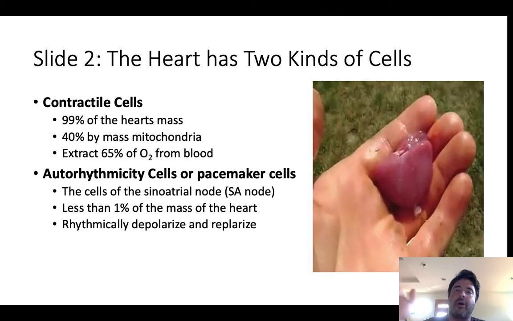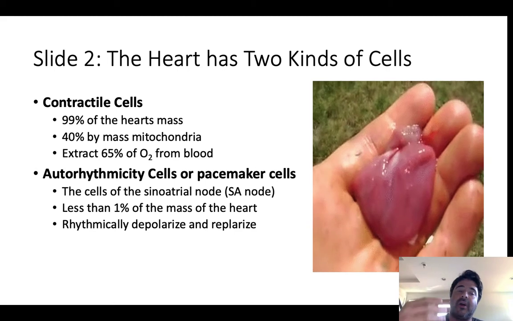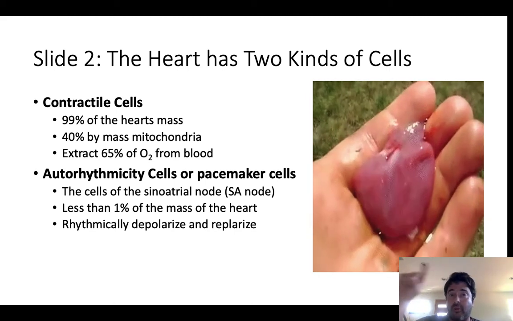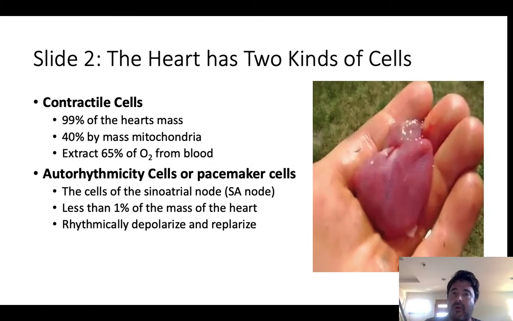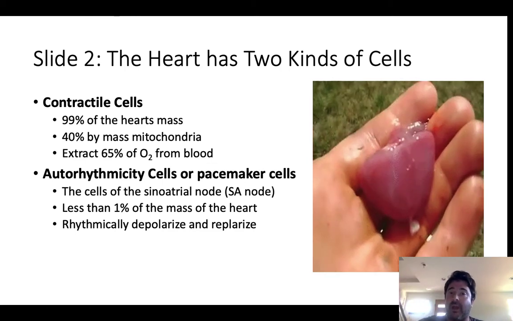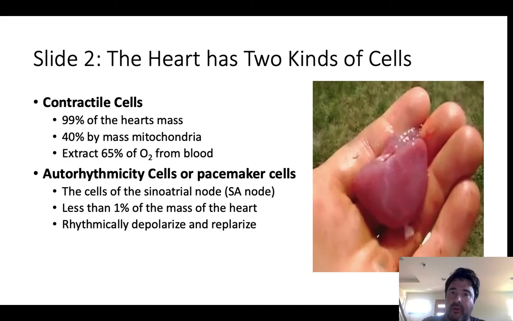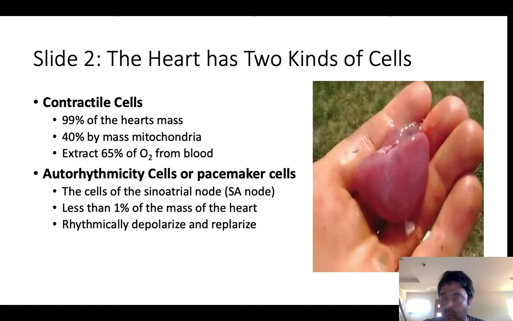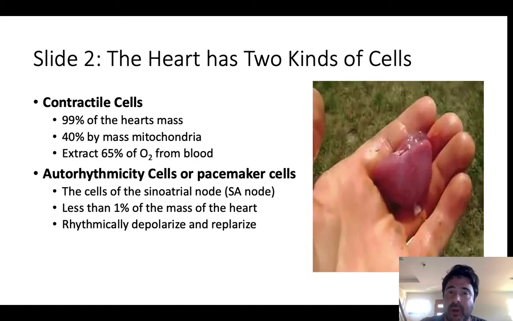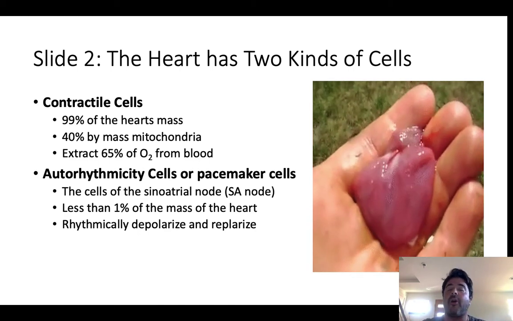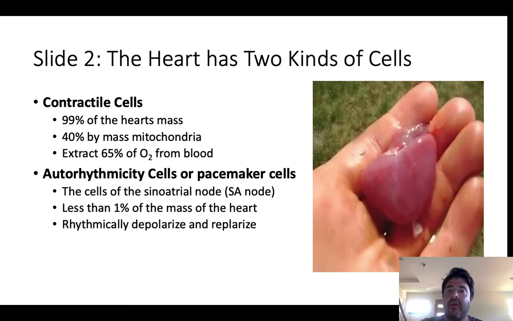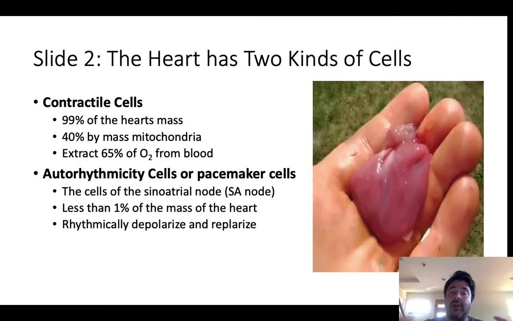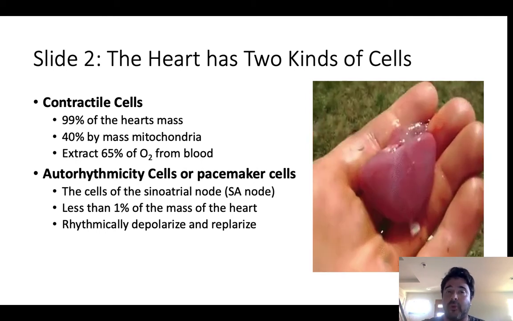Now, how does the heart coordinate its mechanical rhythms? It does so through coordinating its electrical rhythms. The electrical rhythms of the heart dictate the mechanical rhythms. So the electrical events always come before the mechanical events. And the cells in the heart that are responsible for regulating the electrical and subsequent mechanical rhythms of the heart are called the autorhythmic cells or pacemaker cells. They account for about 1% of the mass of the heart, and what they do is they coordinate the electrical activity that spreads through the heart.